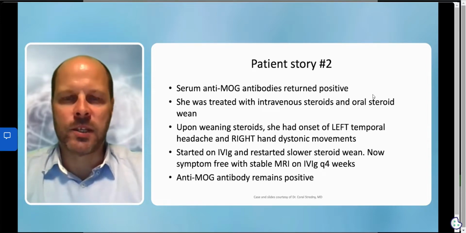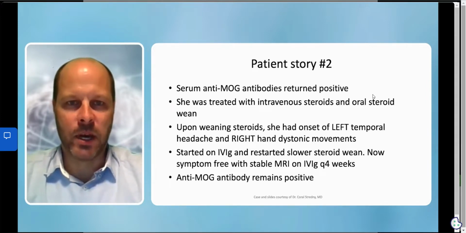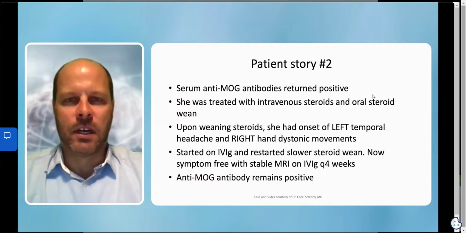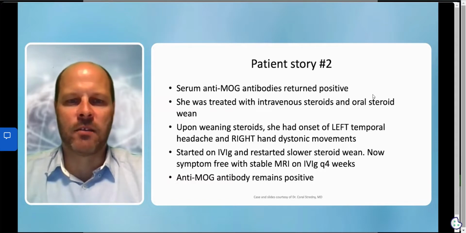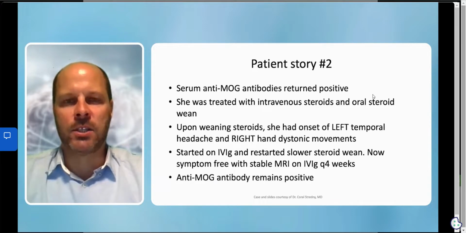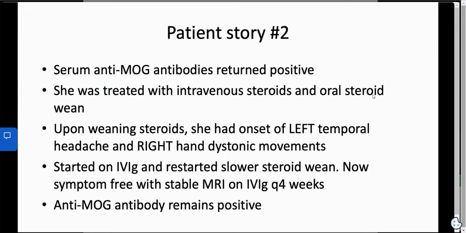Indeed, her diagnosis was anti-MOG antibody-associated disorder, and her serum anti-MOG antibodies later returned positive. She was treated with IV steroids and an oral steroid wean, but as is common in anti-MOG antibody-associated disorder, with weaning of the steroids, she had a recurrence of symptoms, very interestingly now on the opposite side, with onset of left temporal headache and right hand dystonic movements. She was now started on IVIG and restarted a slower steroid wean. She's now symptom-free with a stable MRI on ongoing IVIG, although her anti-MOG antibody remains positive.